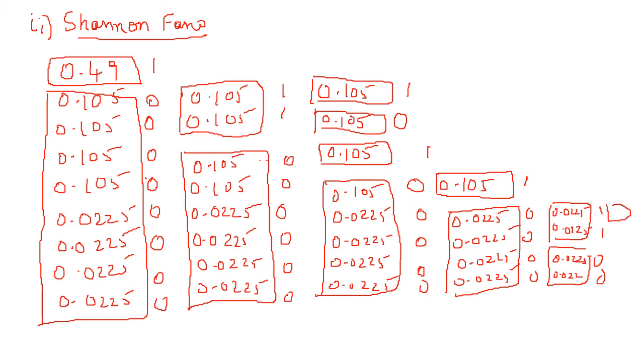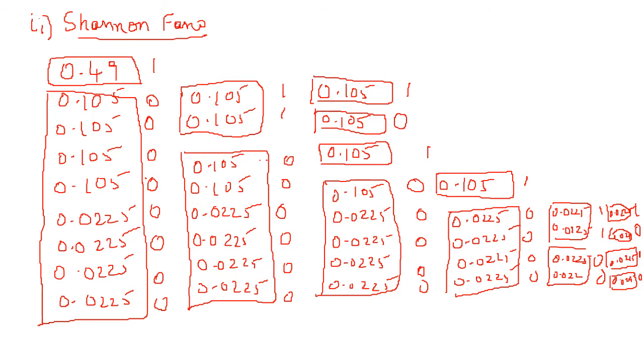Next again you are grouping this value and assigning it as 1. So 0.0225 as 1, then the next subgroup 0.0225 as one more group, assign it as 0. Then again this group as 0.0225, assign it as 1, and the next subgroup as 0.0225 as 0. So now we can write the code by reading it row wise.